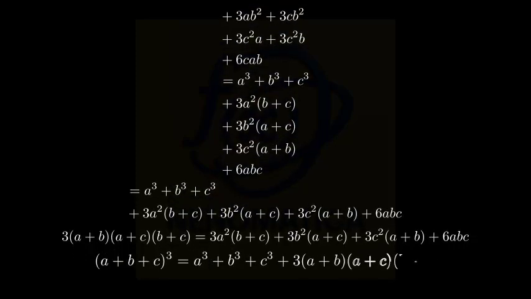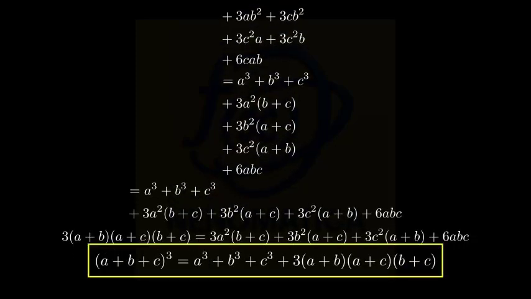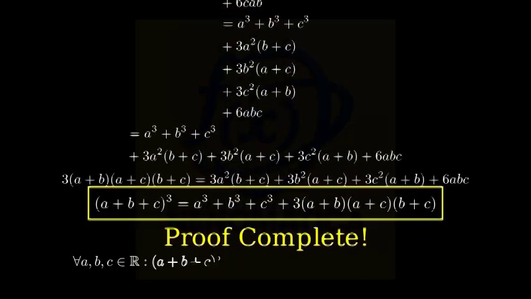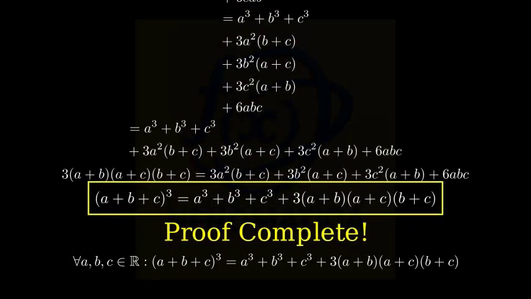Therefore, we've proven that (a + b + c)³ equals a³ + b³ + c³ plus 3(a + b)(a + c)(b + c). And that completes our proof. We've shown that for all real numbers a, b, and c, the cube of their sum equals the sum of their individual cubes, plus 3 times the product of (a + b), (a + c), and (b + c). This identity is useful in various algebraic manipulations and can help simplify complex expressions involving cubes of sums.